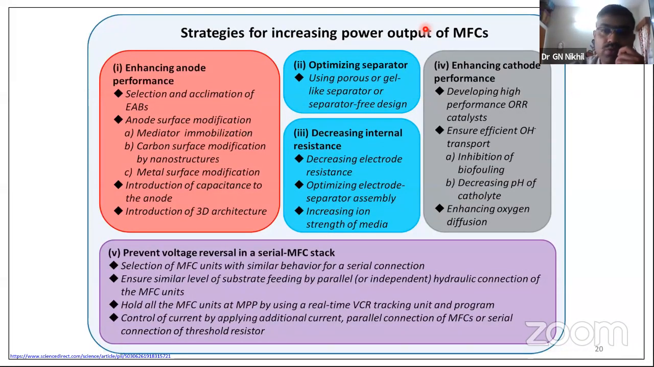And then you have to make sure that efficient hydroxide ion transport is there, because when you are immersing the cathode electrode in an electrolyte, naturally there is a formation of OH ions at the cathode side. You have to make sure there is no biofouling, meaning no bacterial fouling at the cathode, and you have to check the pH. Decreasing the pH of the cathode may increase its performance, as may enhancing its oxygen diffusion property. Right?